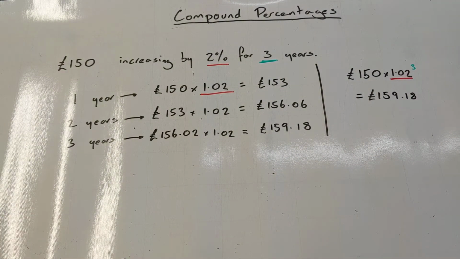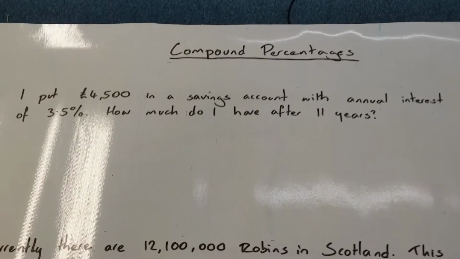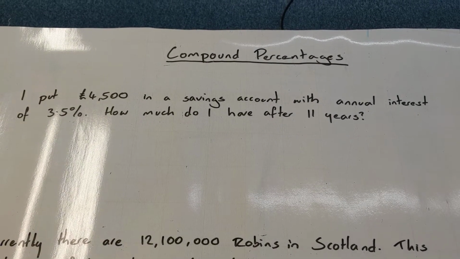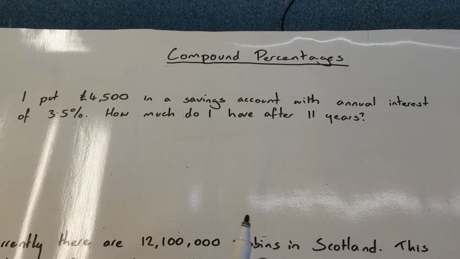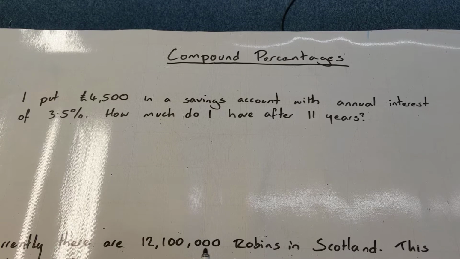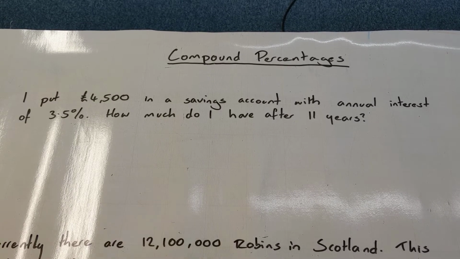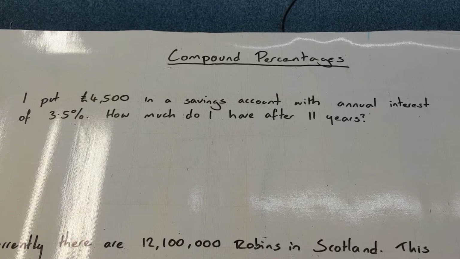And we can do that whether it's increasing or decreasing. So I'm just going to pause for a second and write down a couple of examples so you can see exactly what I mean. So here we go. We've got more questions written out how you'd expect to see them. So I put £4,500 in a savings account with annual interest of 3.5%. How much do I have after 11 years?